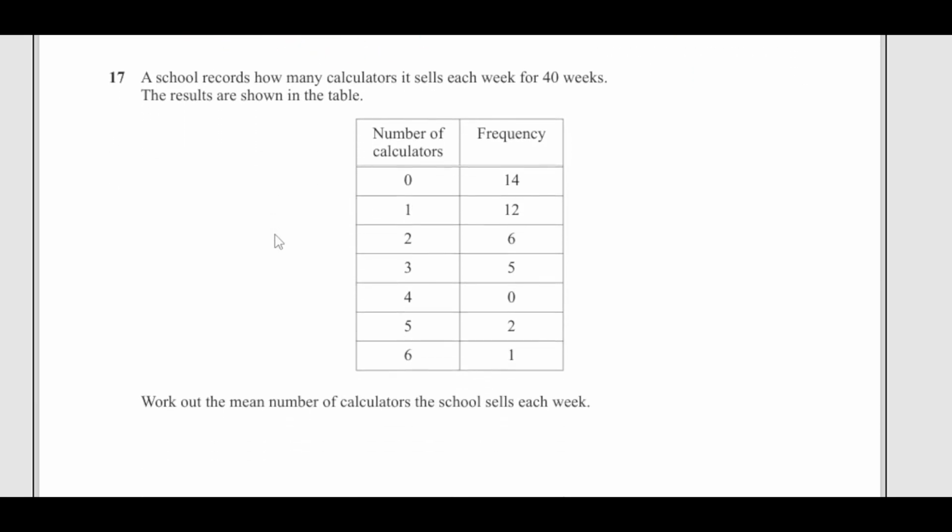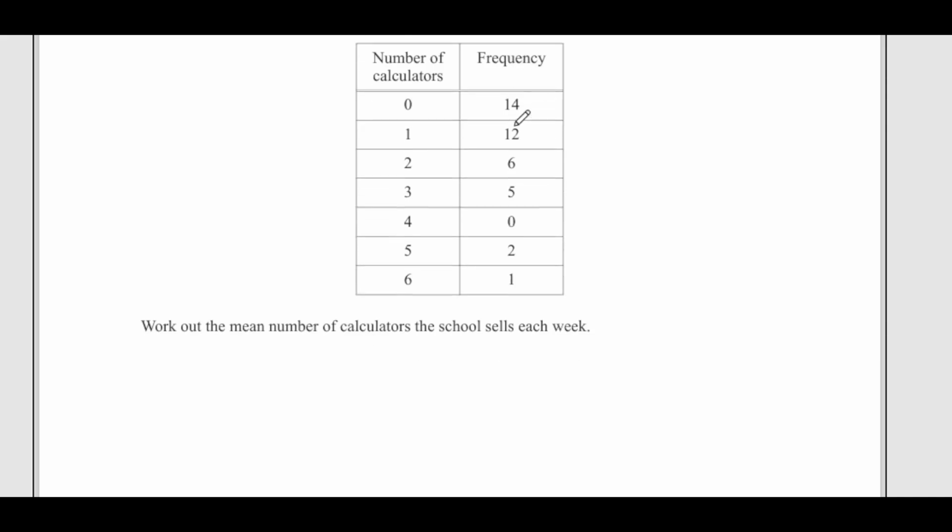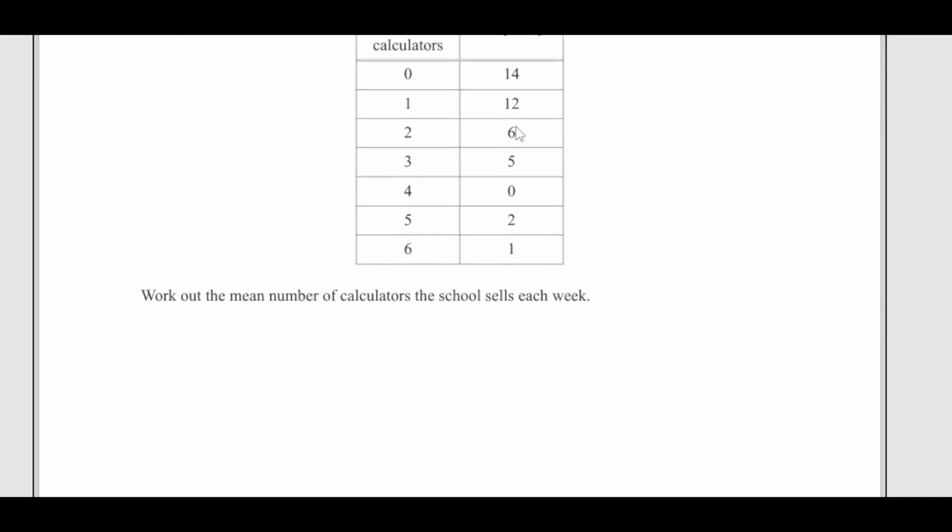Now number 17. A school records how many calculators it sells each week for 40 weeks. The results are shown in the table. Work out the mean number of calculators the school sells each week. So we are basically looking for the mean here. So for the mean, you are just going to write down here the mean.